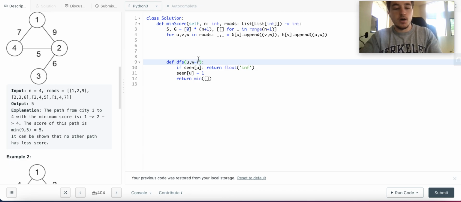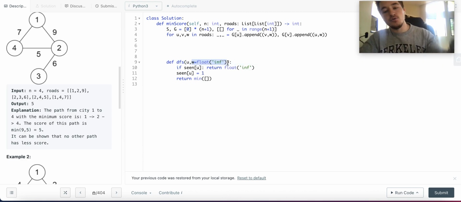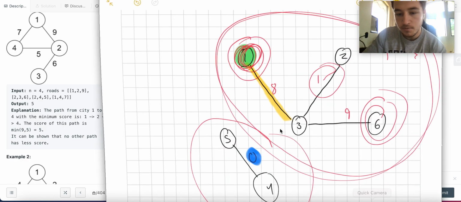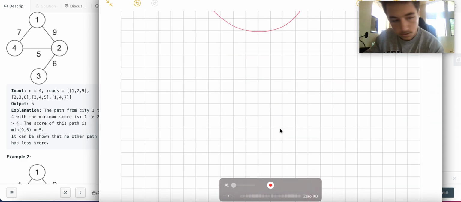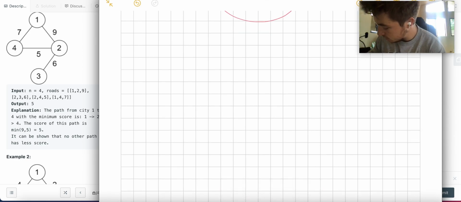So we'll have a float infinity. The idea here is, as you traverse to a node, keep track of how much you spent to get here, what the road cost was. So you can easily say the minimum cost. Let's look at this example before I write down the corresponding code here.